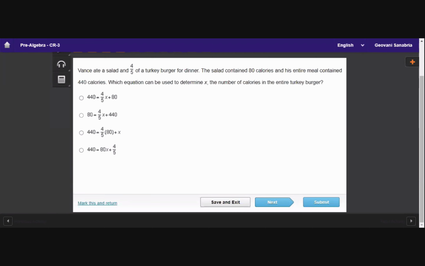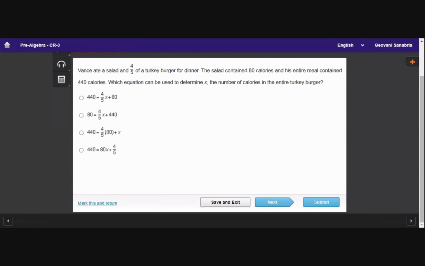So the salad contained 80 calories. He ate a salad and then part of a turkey burger, and the salad contained 80 calories. So I'm going to write that down: 80 calories in salad. And his entire meal, so that's total calories. That's what I'm going to say. Total calories, and that was 440.